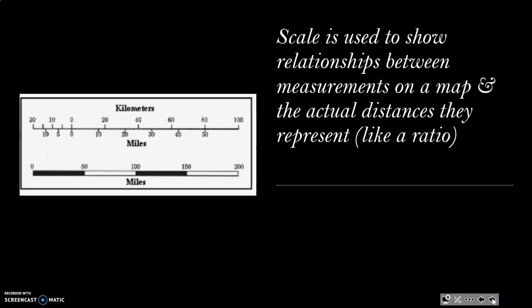So scale is used to show relationships between measurements on a map and the actual distances they represent, like a ratio. So you see on the image, we have two different scales. One's in both kilometers and miles. The other one's just in miles. So if two cities were 200 miles apart, we would not have a map that was 200 miles wide. We would use a scale. So let's say an inch was 100 miles. So then when we measured on the map, 2 inches would be 200 miles.